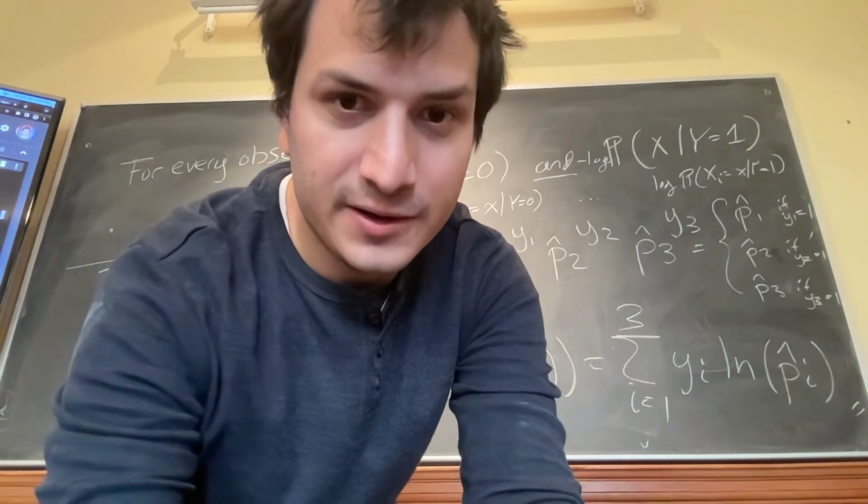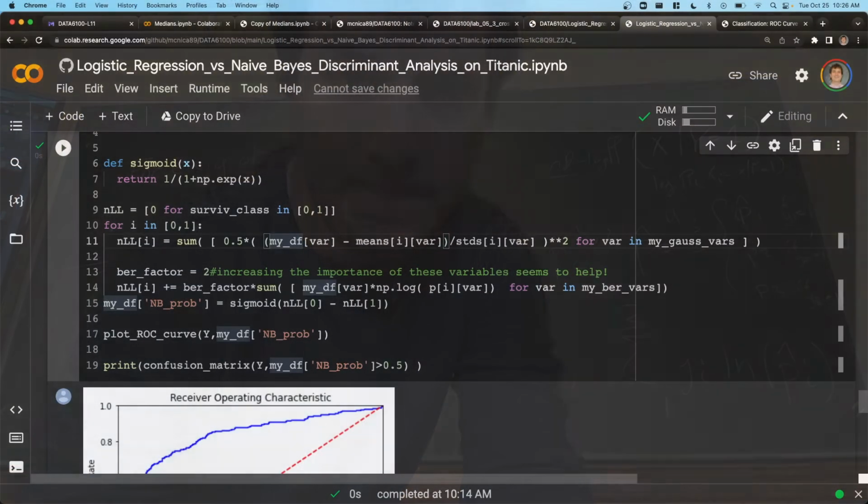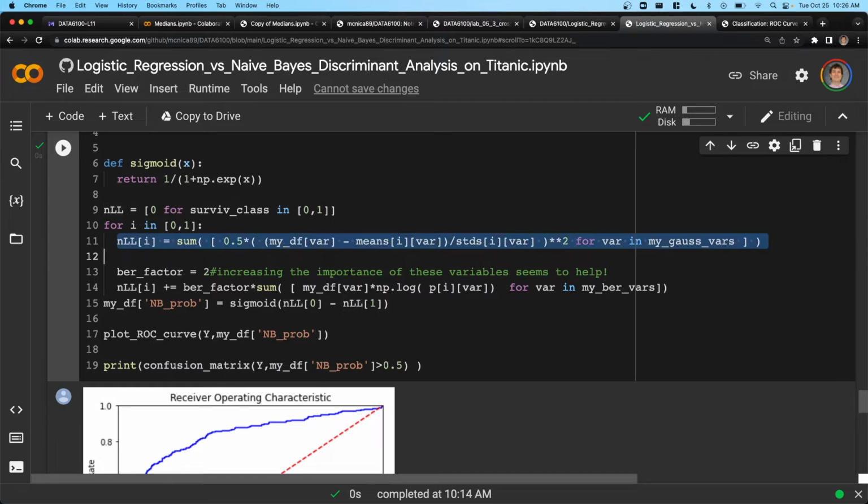So let's go back to the code here. What are we doing? I do it in 2 parts. First, I add up all of the ones that are Gaussian. So this is a sum over all the Gaussian type variables, and I'm doing exactly the squared formula for a Gaussian. It's the actual value minus the mean, divided by the standard deviation, squared. That's the log in a Gaussian.